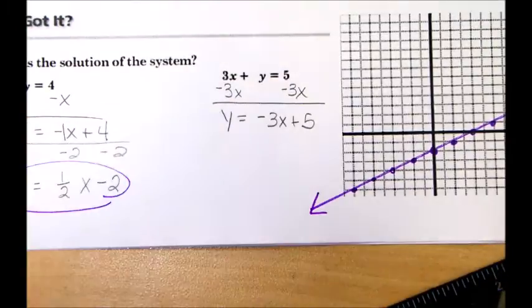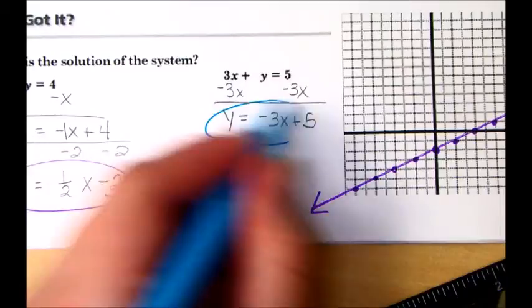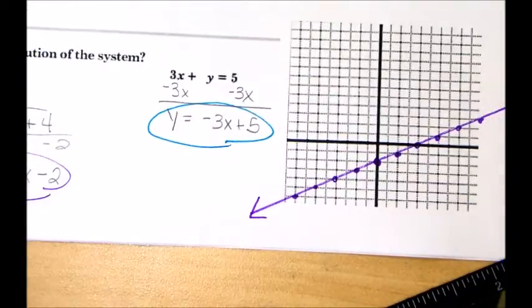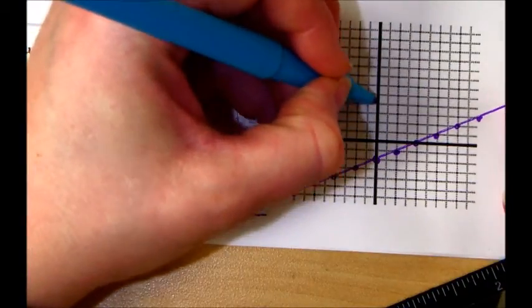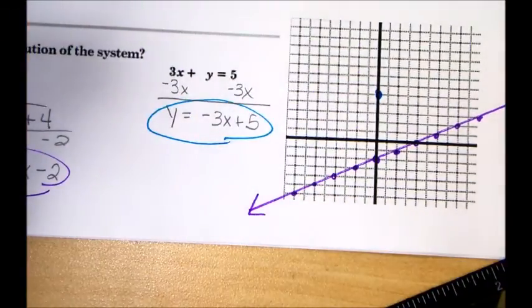Connect, draw arrows to indicate it goes on forever. The second equation, I will graph in blue. If I'm going too fast, just pause your video and catch up with me. Go to your y-axis up to 5. 1, 2, 3, 4, for your y-intercept of 5.